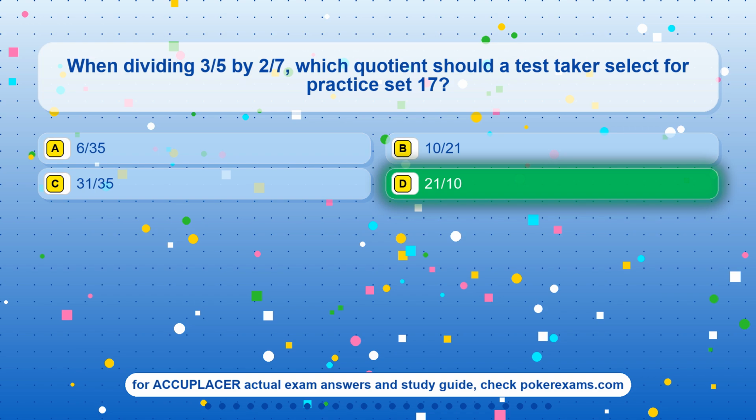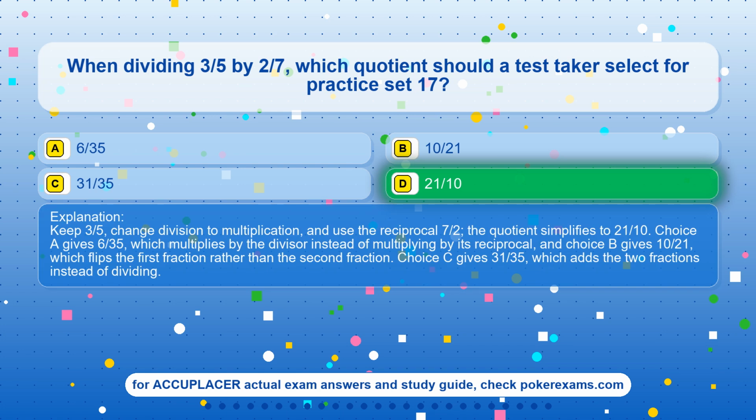The correct answer is option D, 21/10. Keep 3/5, change division to multiplication, and use the reciprocal 7/2. The quotient simplifies to 21/10. Choice A gives 6/35, which multiplies by the divisor instead of multiplying by its reciprocal, and choice B gives 10/21, which flips the first fraction rather than the second fraction. Choice C gives 31/35, which adds the two fractions instead of dividing.